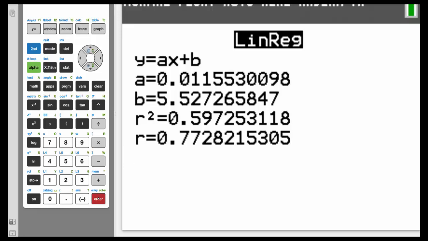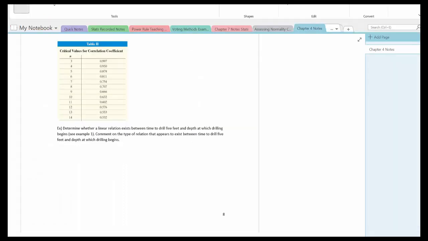Now, the value we're looking at is the r. That's the linear correlation coefficient. So I'm going to round this to 3 decimal places, which is going to be 0.773. So let's put that in the calculator now. Okay, so I'm going to write out on the paper here, that's 0.773.